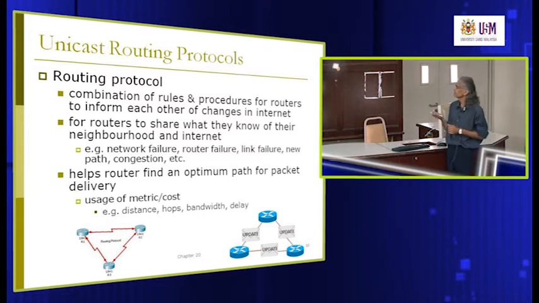Why do we need to share information? In terms of network failure, router failure, link failure, new path or congestion. If this router or this particular path is busy, I'll inform the other side that one of the paths on my router is congested. Then the other router can decide whether to pass the data to me or somewhere else. This helps the router find the optimum path for packet delivery. So we use some kind of metrics, measurement. This measurement could be in terms of distance, hops, bandwidth, or delay.